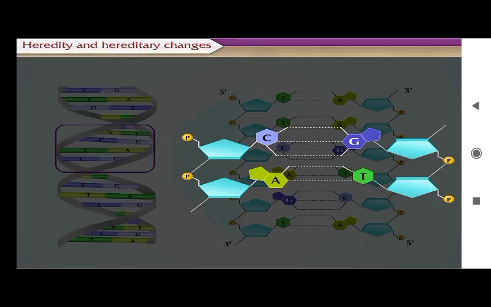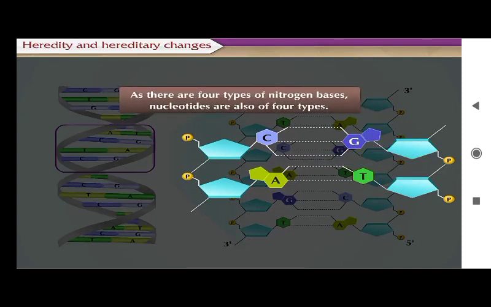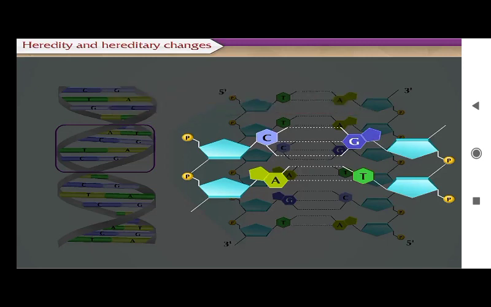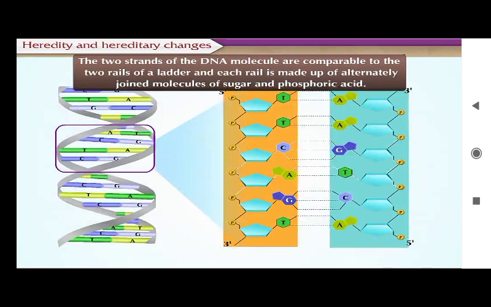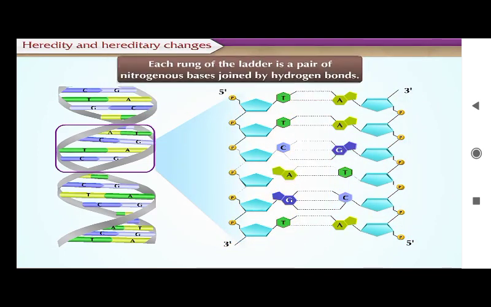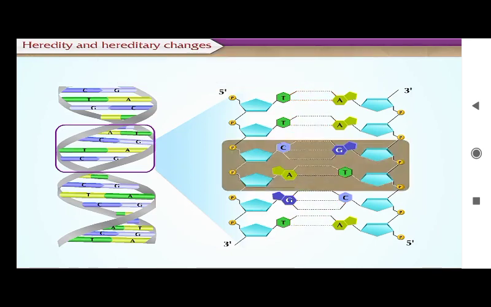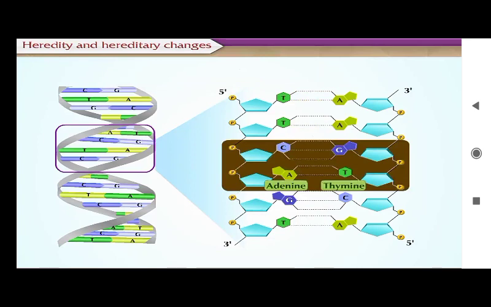In the structure of a nucleotide, a molecule of a nitrogen base and phosphoric acid are each joined to a molecule of sugar. As there are four types of nitrogen bases, nucleotides are also of four types. The two strands of the DNA molecule are comparable to the two rails of a ladder, and each rail is made up of alternately joined molecules of sugar and phosphoric acid. Each rung of the ladder is a pair of nitrogenous bases joined by hydrogen bonds. Adenine always pairs with thymine, and cytosine always pairs with guanine.